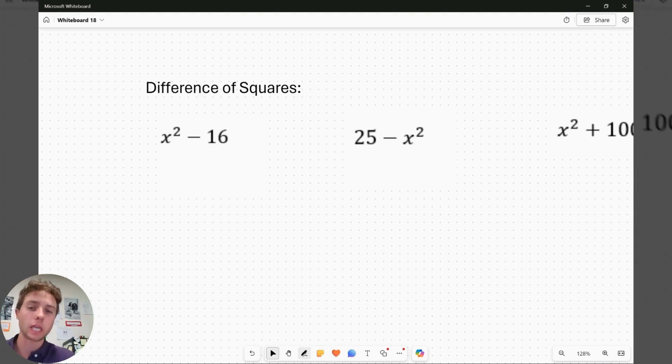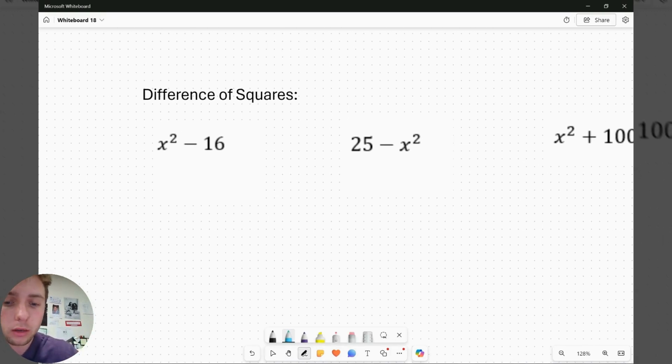Difference of squares is just a shortcut method of factoring when you have the difference of two squares. What that means is you might have something squared, maybe let's say a squared, whatever it is. It needs to be a difference. It does need to be subtraction. And you have something else squared. So you have two squares with subtraction in the middle.